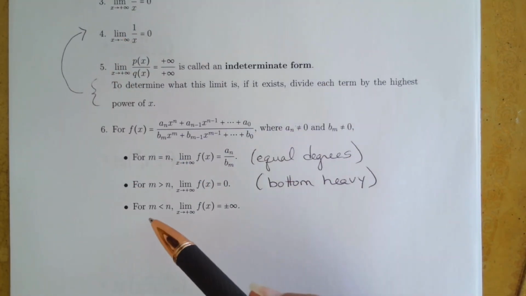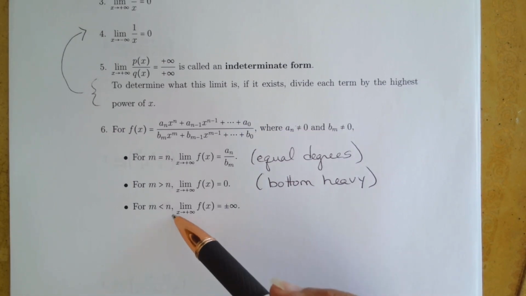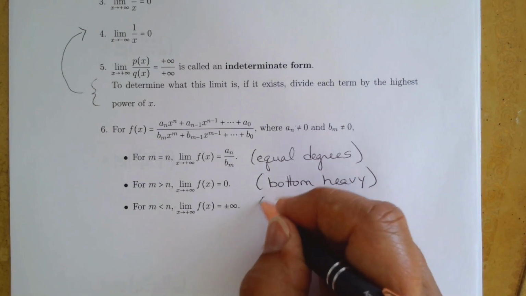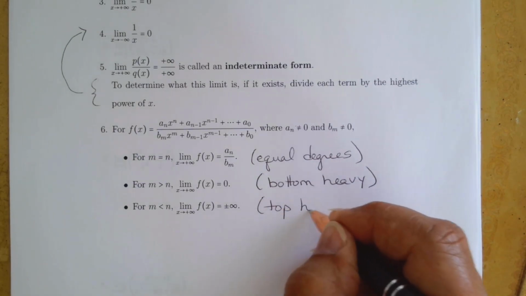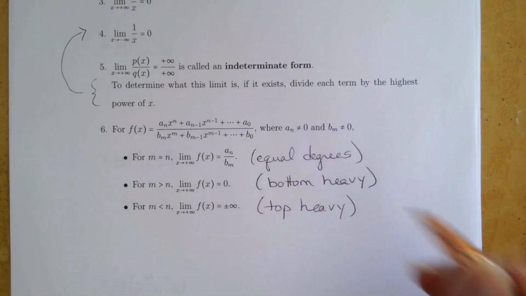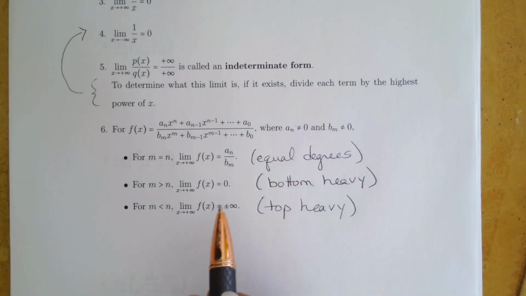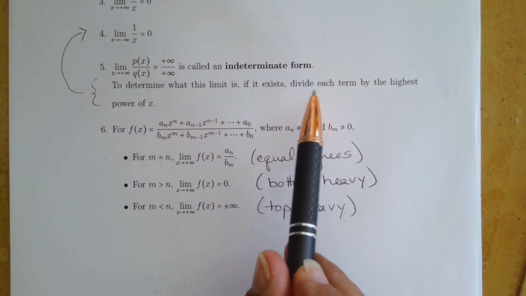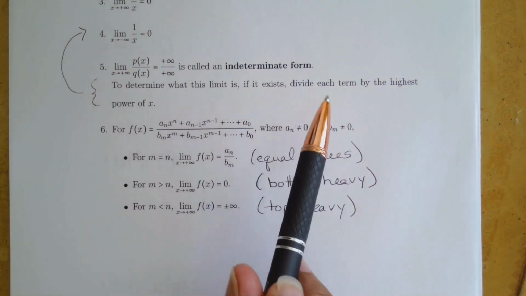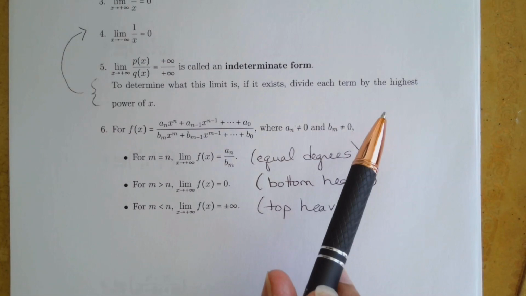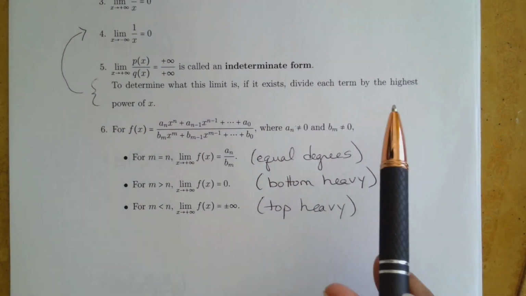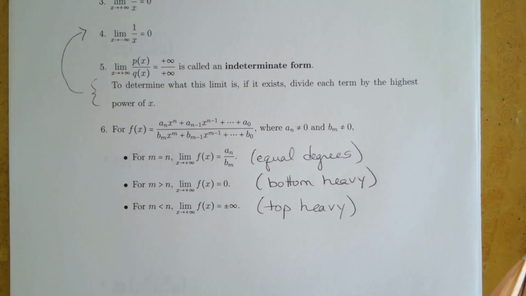And the last one says what happens when m is less than n. Well, that means the degree on the top is the bigger number, so I call that top heavy. And if it's top heavy, then the limit is either going to go to positive or negative infinity. We've got to figure that out, and we're going to figure this out by dividing each term by the highest power of x. I usually multiply by 1 over that, but we'll go with that.